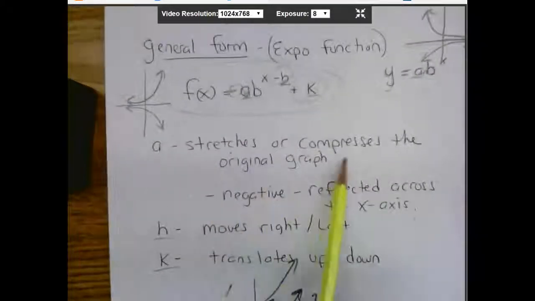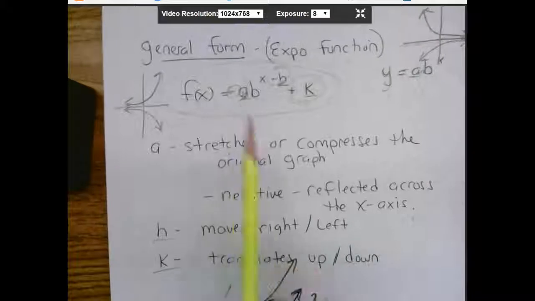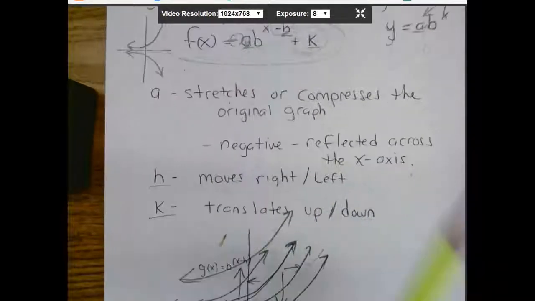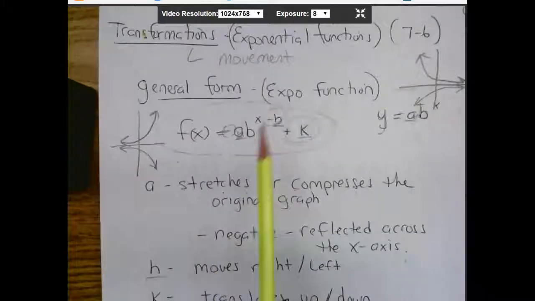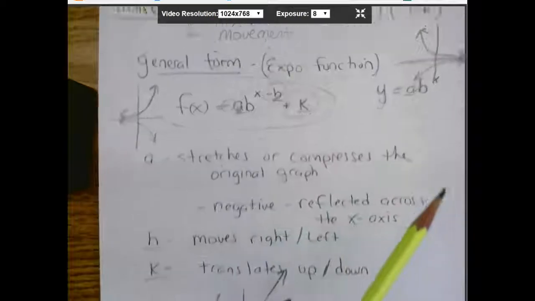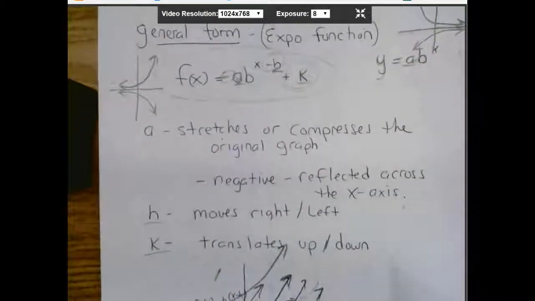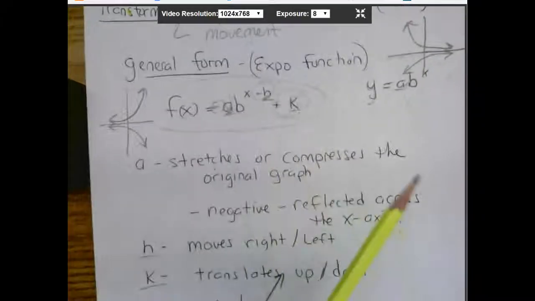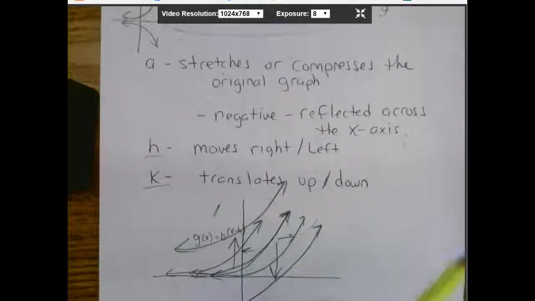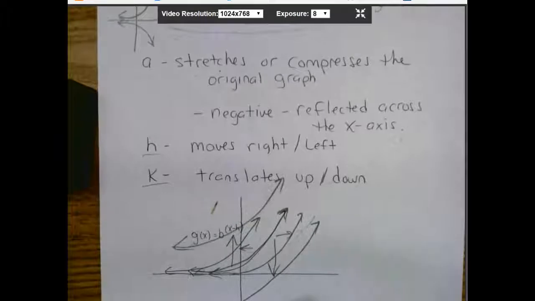And those are really the basic ways we're going to transform this. We're either going to stretch it or compress it based on what a is. We're going to reflect it across the x-axis if it's a negative. We're going to move it right or left based on whether we're adding or subtracting from the exponent or the power. And then we're either translating it up or down based on what k is, what we're adding or subtracting to the exponential function, whichever one we have.